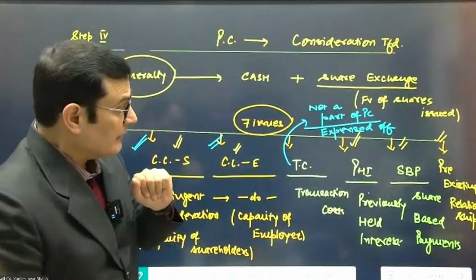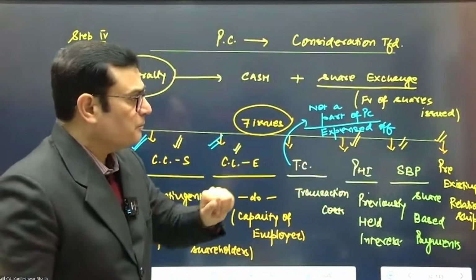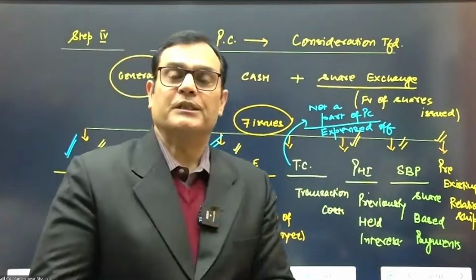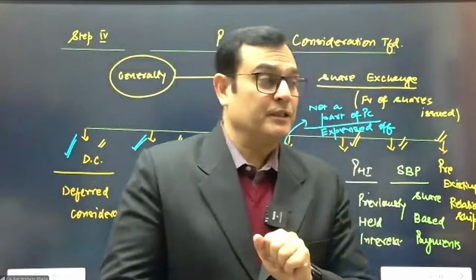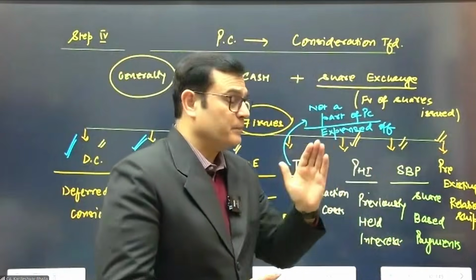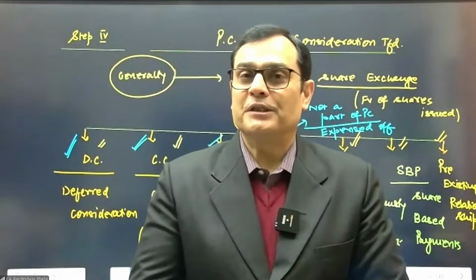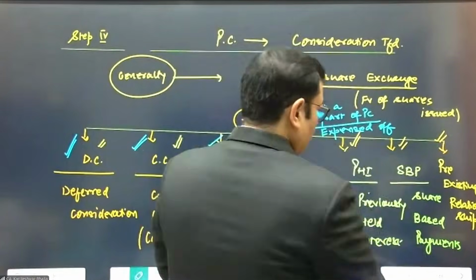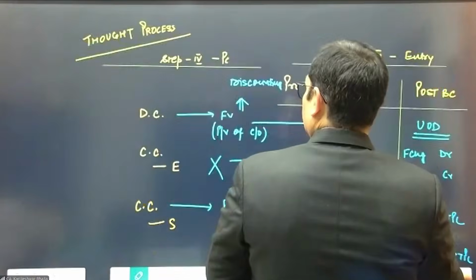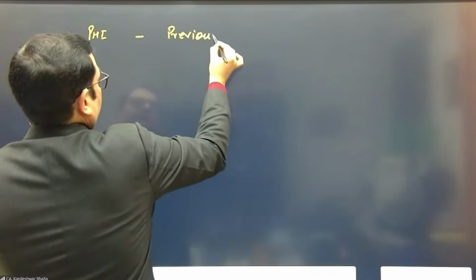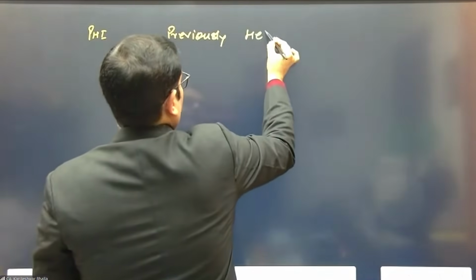That's it. Okay, now we are going to discuss the concept of PHI, previously held interest. Now this is going to be complicated. These 3 agendas will now take time: PHI, SBP, and pre-existing. Let's begin a journey in terms of PHI. Let me add the PHI here itself. Okay, now let's go to the 4th issue on the PC, rather the 5th issue, and I'm considering the concept of PHI. That's called previously held interest.